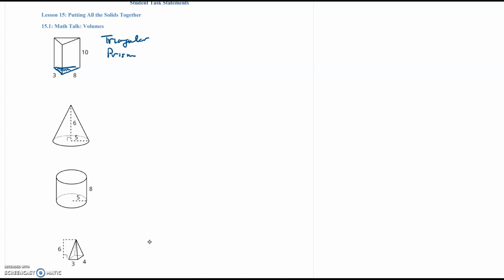If I want to find the area of that, I know that I have to multiply the base times the height and divide it by 2. So in my mind, I do 8 times 3, which is 24, divided by 2. So that's going to give 12. And then I have to multiply that by the height of 10. 12 times 10, this should be a volume of 120 cubic units.